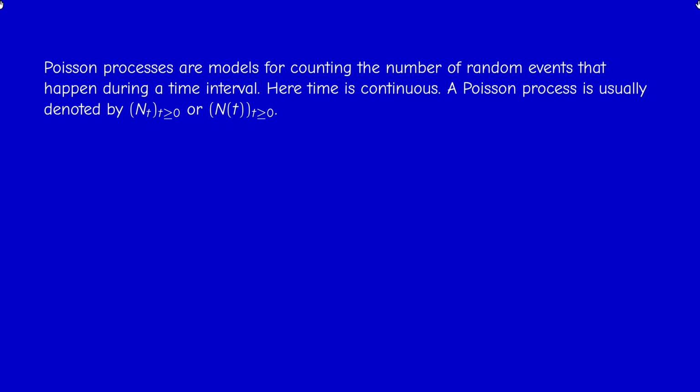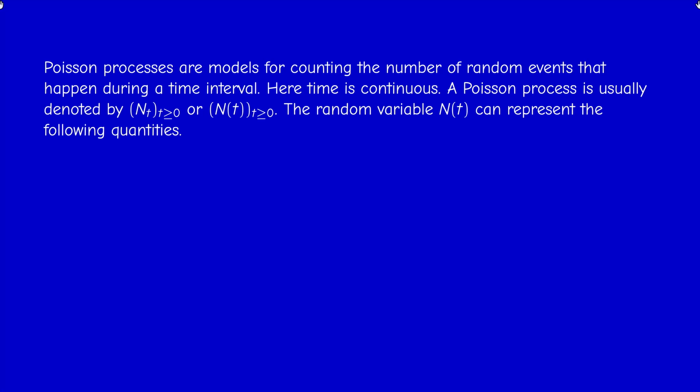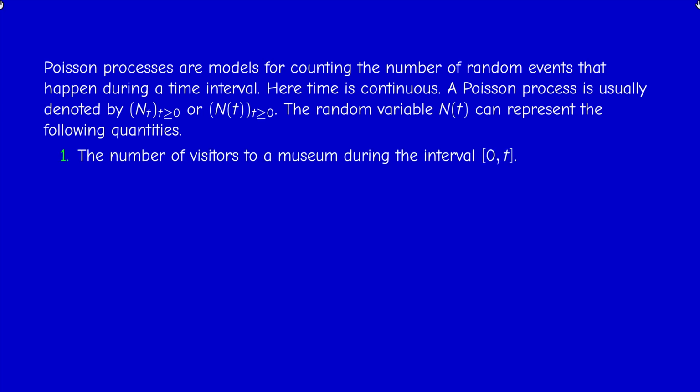So it's a collection of random variables. For each t, N(t) is a random variable that takes integer values. For example, N(t) may represent the number of visitors to a museum during the interval [0,t]. So it's a cumulative way of counting. When t increases, N(t) increases, but not necessarily strictly.